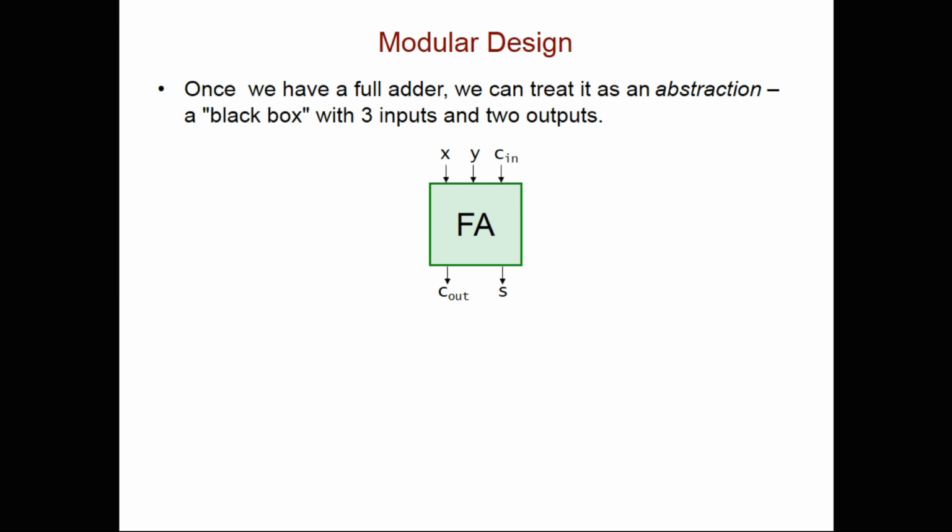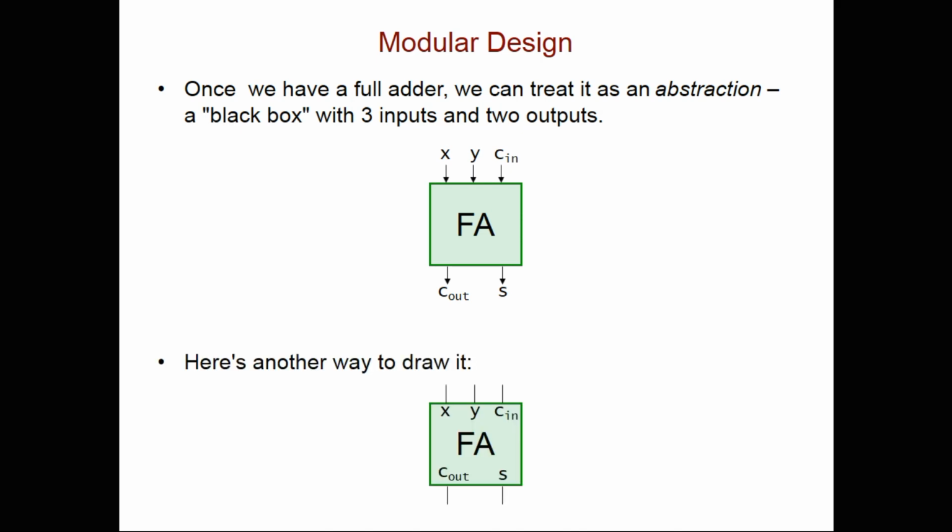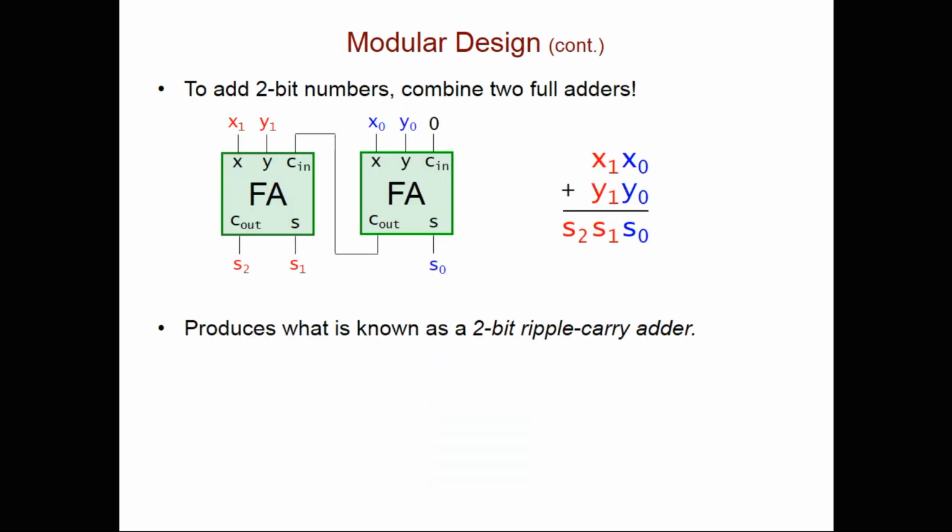So using the abstraction, we can represent this full adder as a black box. And with combining these black boxes together, we can build our addition circuit. So here it is an example of using 2 full adders to have a 2-bit addition circuit. So you can see here the Cin for the first adder on the right is 0, which is a default. We don't have any carry.